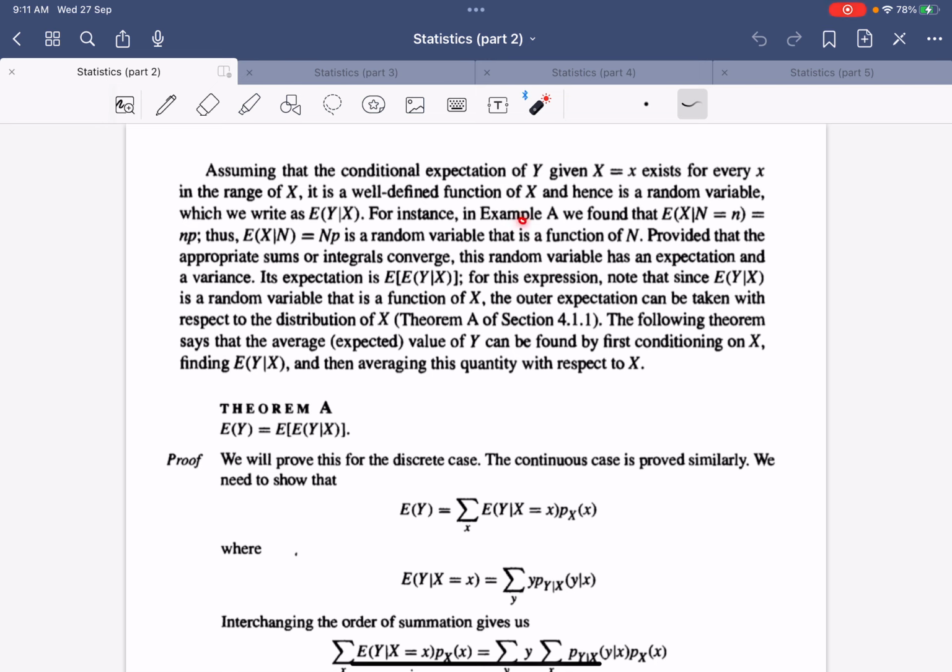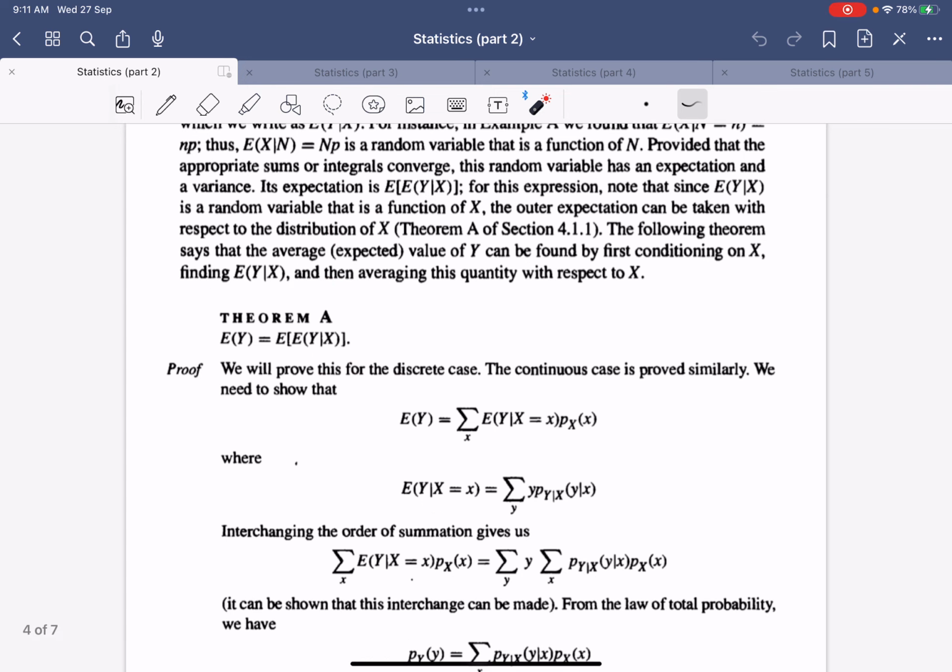So for instance, in example A, we found that the expectation of X given N equals little n is NP, which is some fixed number. And so if n is now changed to capital N, so you can vary n, then we write it in this form. The little n just changes to the big N. And so it's a random variable now, a function of capital N. And because it's a random variable, you can now find its expectation. And its expectation, because it's a function of X, uses the distribution of X to find.